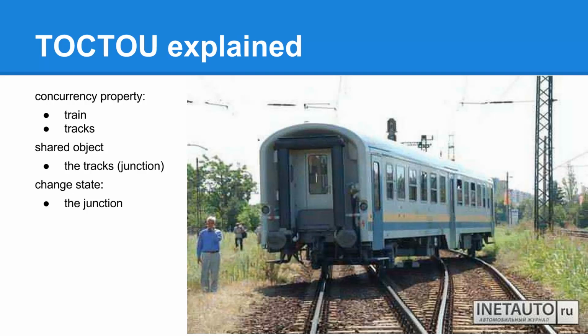At that point, the train had already passed midway over, leading to this unsafe state, where if it had gone any further, it would be derailed. So, the concurrency properties are the train and the tracks. They're both running at the same time, doing different things. The train is going forwards, and the tracks are monitoring and also changing the junction. The shared object is the junction, and the state that is changed is the junction too.